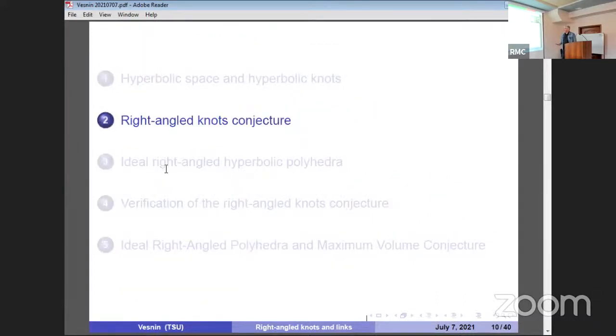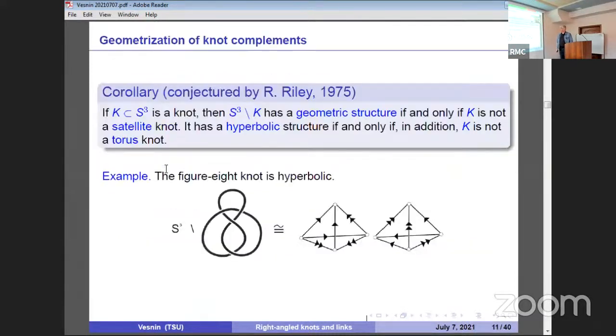And now let's return to knot theory and consider knots. So from the generalization theorem, there is a corollary, which was conjectured by Robert Riley. It is a corollary about knot complements, and the statement says that if you have a knot, then its complement has a geometric structure, if it is not a satellite knot. And in this case, there are two possibilities. A knot can be a torus knot or a hyperbolic knot.